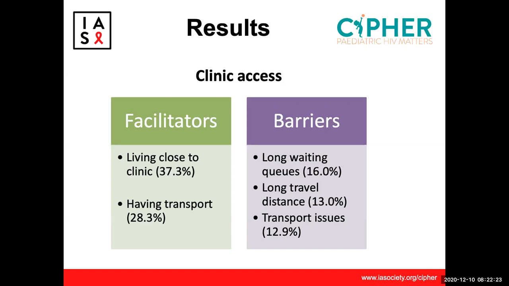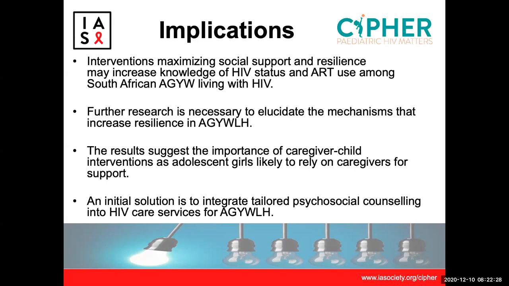Okay, so the implications are that interventions maximizing social support and resilience may increase knowledge of HIV status and ART use among adolescent girls and young women living with HIV in South Africa. Further research is, of course, necessary to further understand the mechanisms that increase resilience in these young women living with HIV.